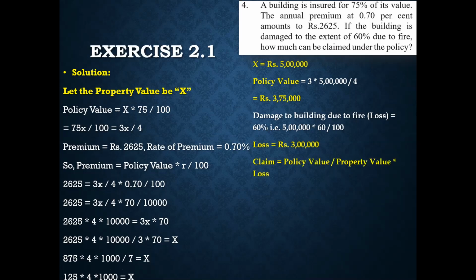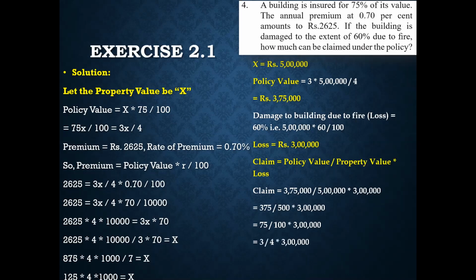So now we can put the claims formula, policy value upon property value into loss. So 3,75,000 divided by 5 lakh into 3 lakh. I've cancelled the zeros of 3,75,000 and 5 lakh. So I'm left with 375 divided by 500. I've reduced it by the five table. So I've got 75 upon 100 into 3 lakh.